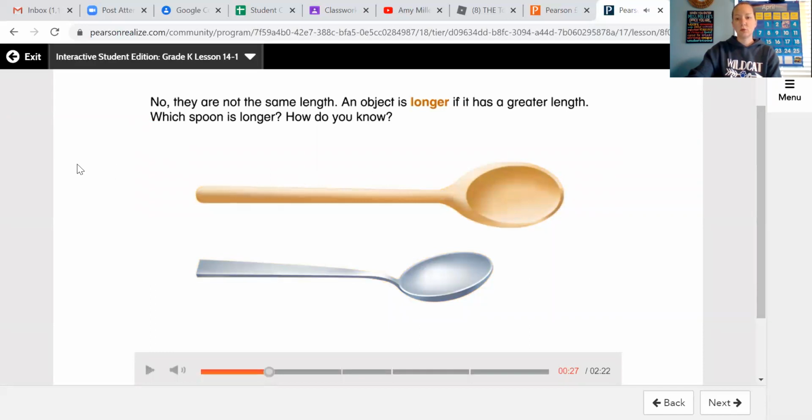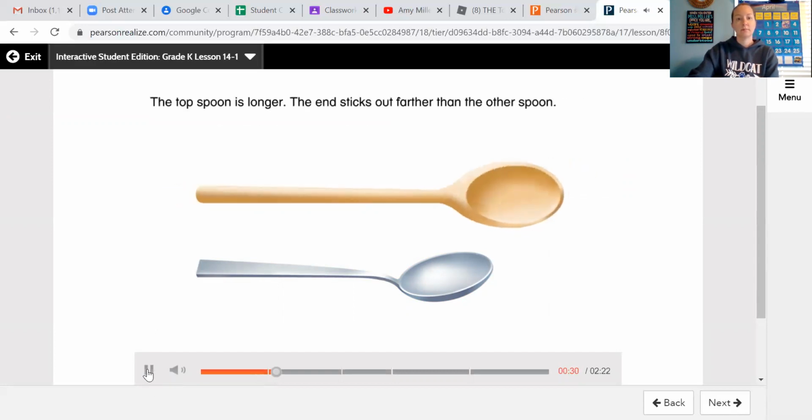So look at these 2 spoons. Which one is longer? Remember, you have to look over here at the end of it. Which one goes further? They both start at the same spot right here at the end, if you can see where my mouse is circling, but then they go on and on. Which one goes further? Which one is longer? Think about it and let's see if you're right. The top spoon is longer. The end sticks out farther than the other spoon.